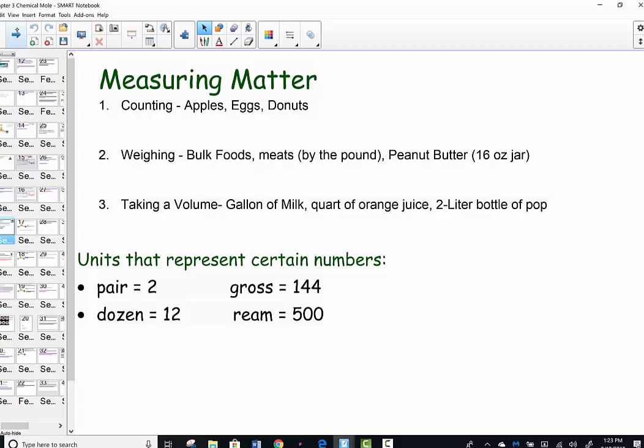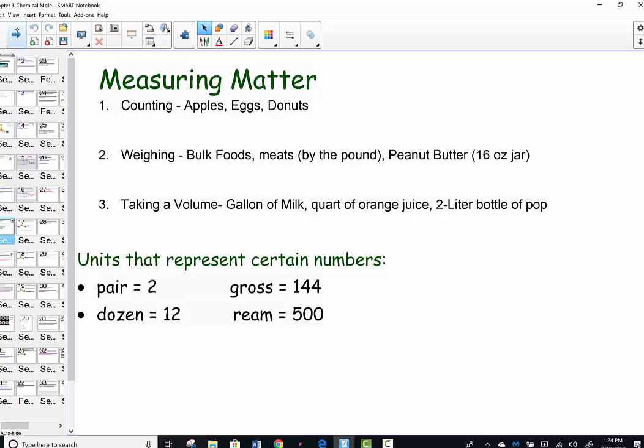That's counting out. Weighing, you spend time in the bulk food aisle. You can weigh out a certain amount, I do that for my dogs for milk bones, for instance. Or you buy a pound of hamburger. You're weighing out a certain amount of product. Or you can buy something by taking a volume, a gallon of milk, a bottle of pop, whatever it might be. You're taking a certain volume. In chemistry, most likely volumes are for gases, sometimes for liquids. You can calculate a volume by water displacement for a solid.